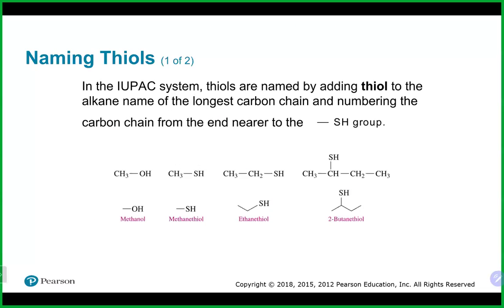Naming thiols: we're not going to actually name thiols, so you will not be responsible for naming them. But as you can see down there, one way you can name it is to find the longest carbon chain and add thiol to the end of it. So if you have one carbon, it's methane thiol, two carbons, it's ethane thiol, and so forth. But you will not have to worry about naming thiols, so that's good.